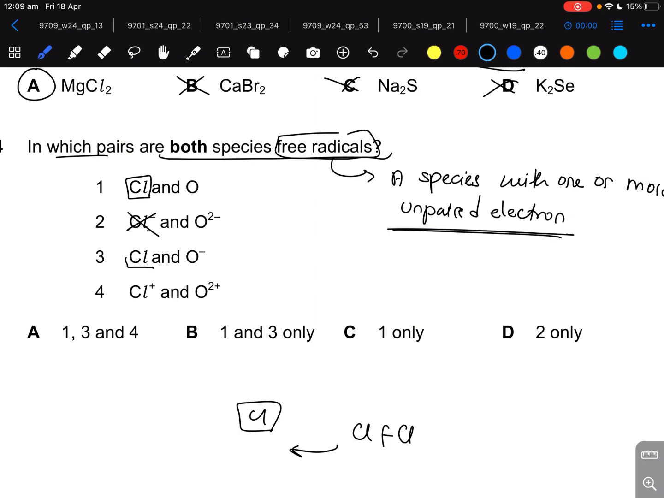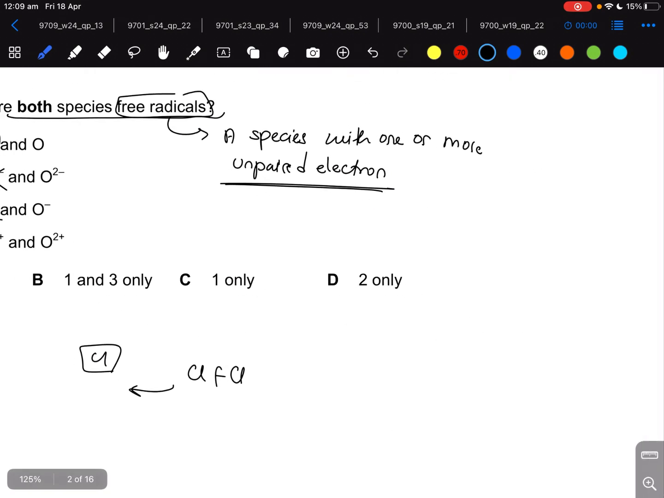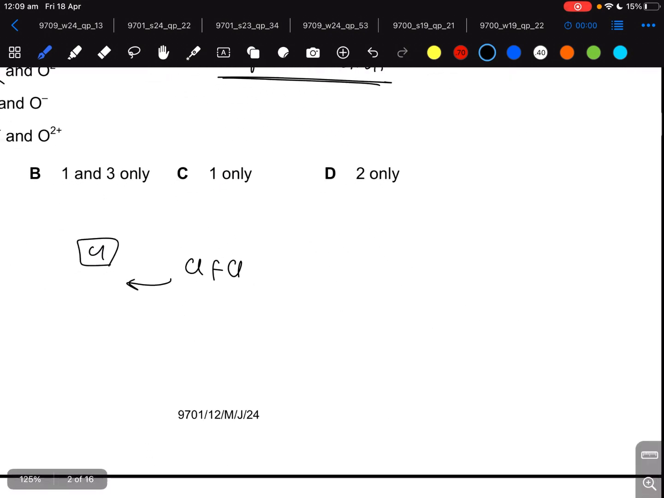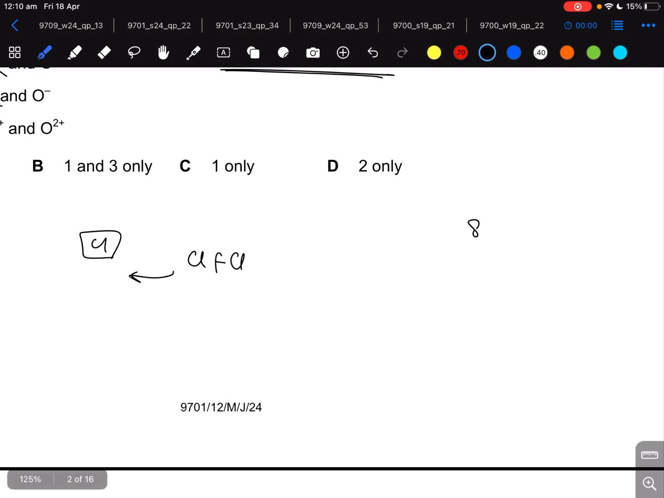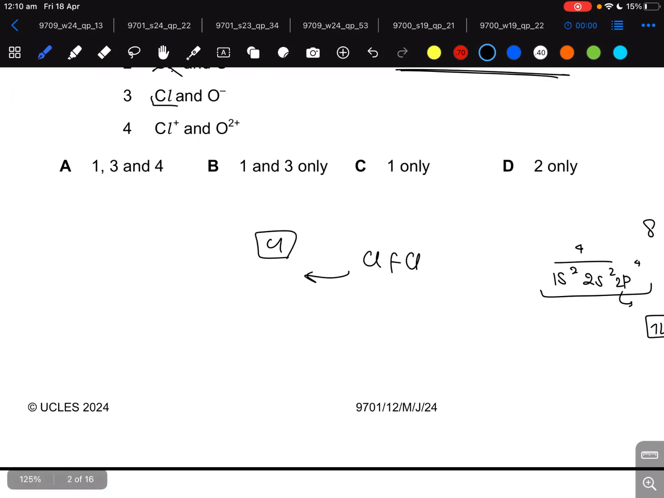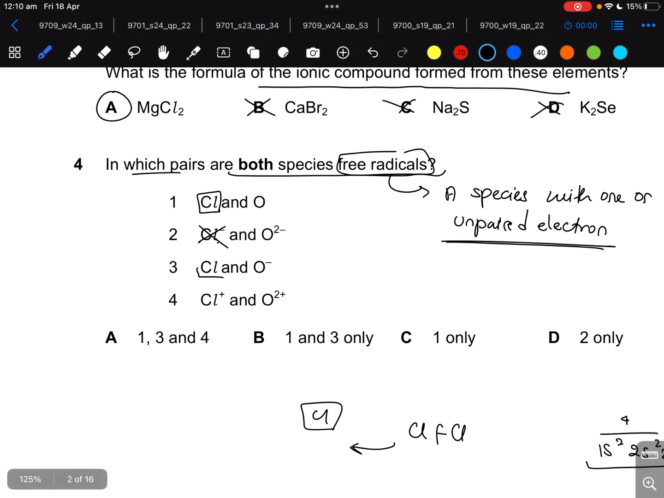But then we have to look at the oxygen now. Let's look at the atomic number of oxygen. Oxygen has atomic number of 8. So if we try to write the electronic configuration, 1s2, 2s2, 2p6. No, not 2p6, it has 8. So that's 4 already. So now we need 4 more and that's it. So if we look at the orbitals of the p subshell, 1, 2, 3, and then 4. It has 2 unpaired electrons, so O is in fact a free radical, so 1 is correct. So cancel out anything that doesn't have 1, so we cancel out D.